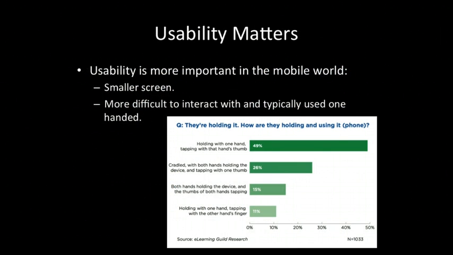But what you really need to think about as well is the usability of that particular application. So it's more important in the mobile world. Screens are smaller, they are more difficult to interact with. As we can see here, typically mobile phone users are holding their phone in one hand and using the thumb of that hand to interact. So understanding this, when you're testing a mobile application, use it like you think the users are going to use it, because that will discover usability issues in the application, and that's what's really, really important. Usability is really, really key in mobile.